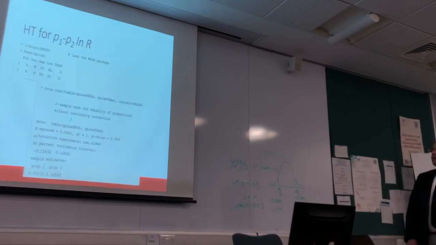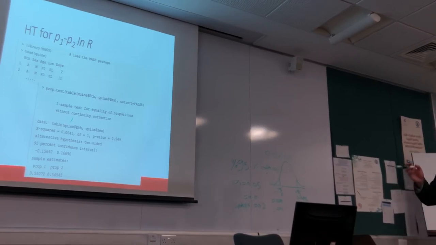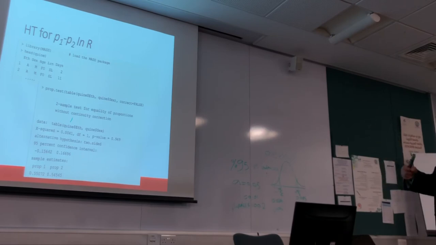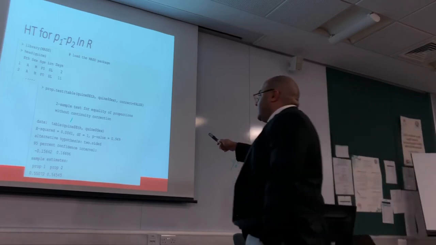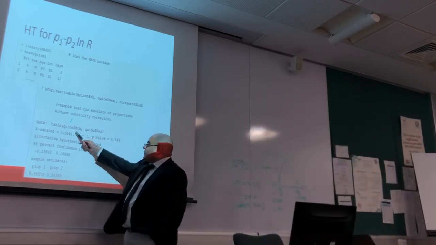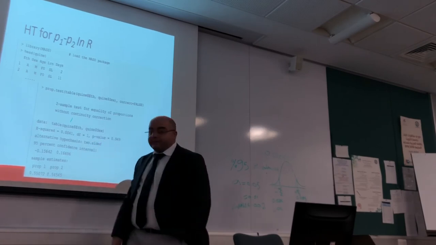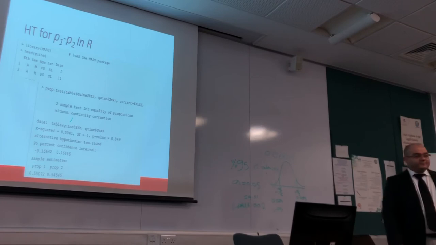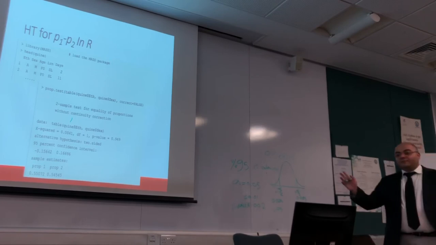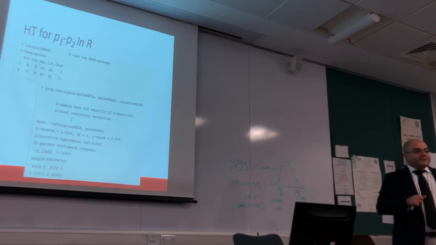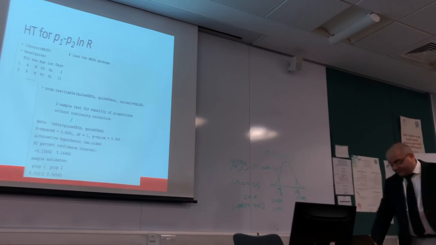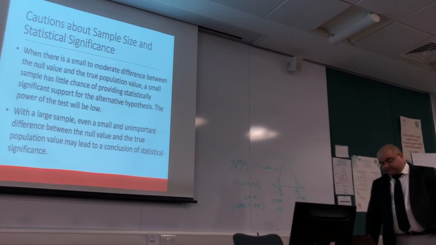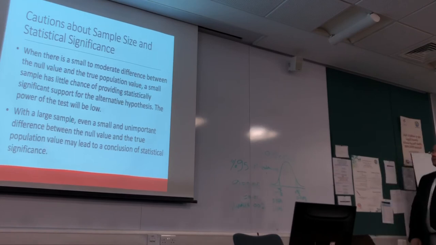This is the two population proportion test. Here I am comparing two independent groups, so the data is in two groups. The question that presents itself here is how the p-value is affected by sample size. When there is a small to moderate difference between the null and the true population value, a small sample has little chance of providing statistically significant support for that.